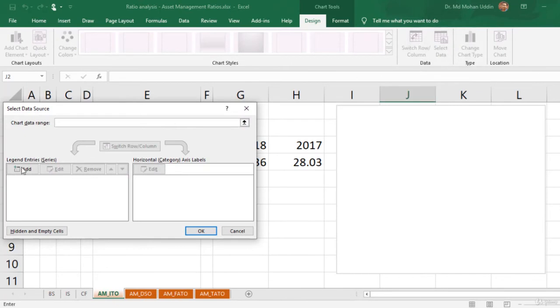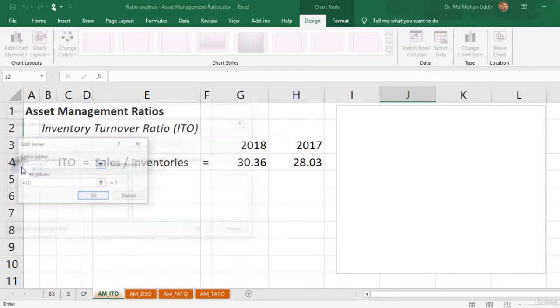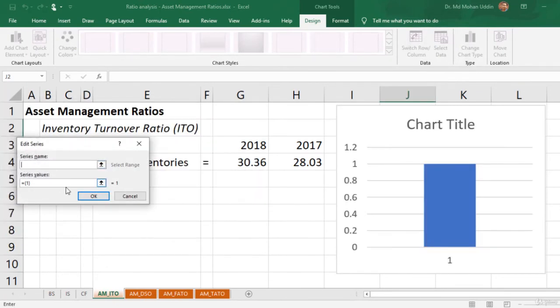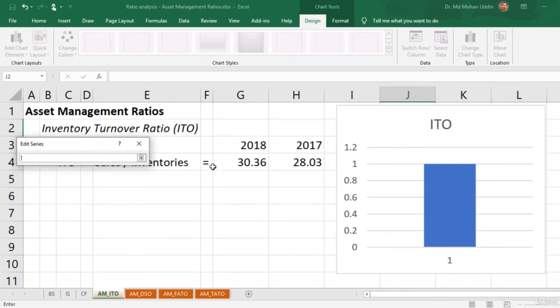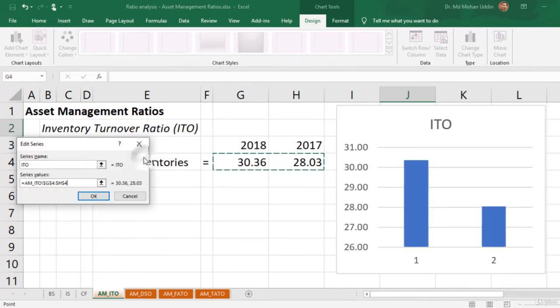So to draw the chart, we have to select the series. Before that, we have to give a name to the series, that is inventory turnover ratio. You can write it in full as well. So the series name should be selected, and the series values should be selected. So we are selecting it here.